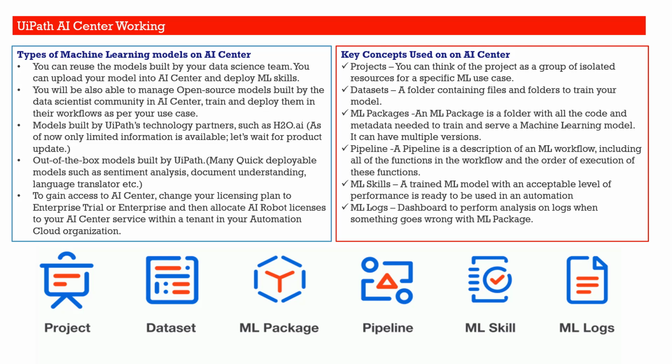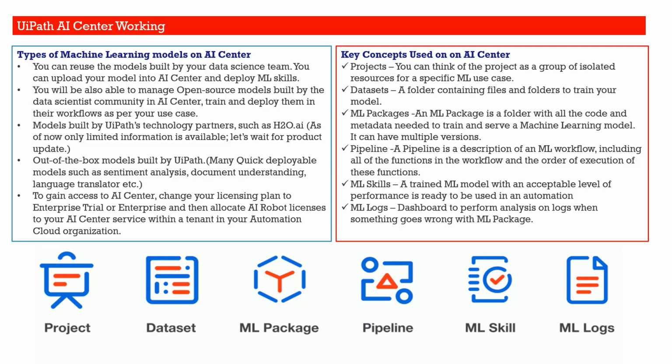Then you have the ML package. What is this ML package? An ML package is a folder which contains the code and metadata or runtime binary to train and serve a machine learning model. It can have multiple variations and versions, right? Some will be based on the data that is trained for department A. Some are based on data which is trained from department B. So using one ML package, you should be able to create different variations of it.